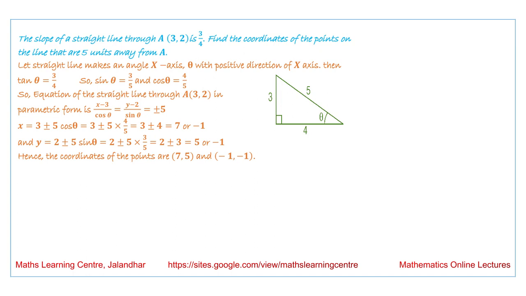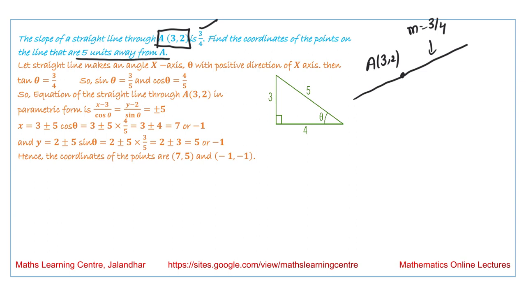Now the question based upon this: a straight line passes through a point A, which is (3, 2), and its slope is given to be 3 by 4. Find the coordinates of the points on the line that are 5 units away from A. So we are calculating a point over here.